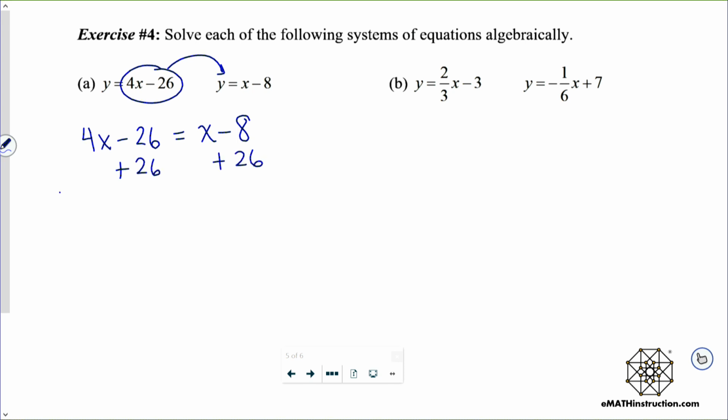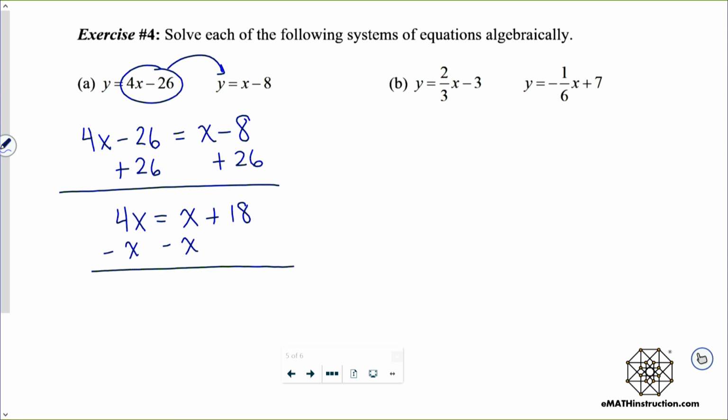I'll add 26 to both sides. Be careful here, right? It's really -8 plus positive 26, which will be positive 18. Then I will subtract an x from both sides. 4x minus x is 3x. I'll get 3x equals 18. Divide both sides by 3, and x equals 6.